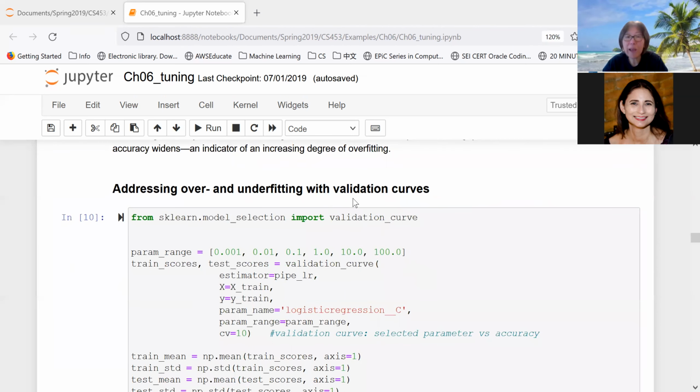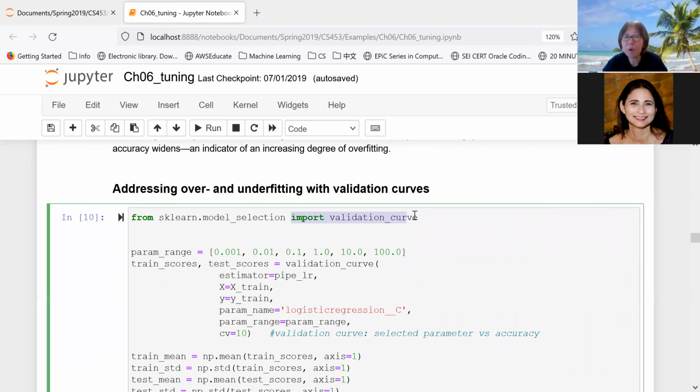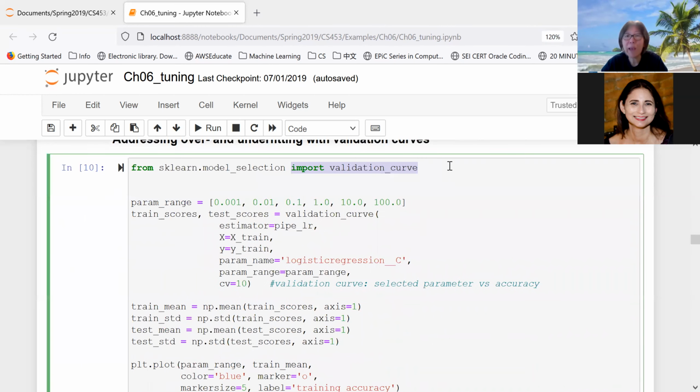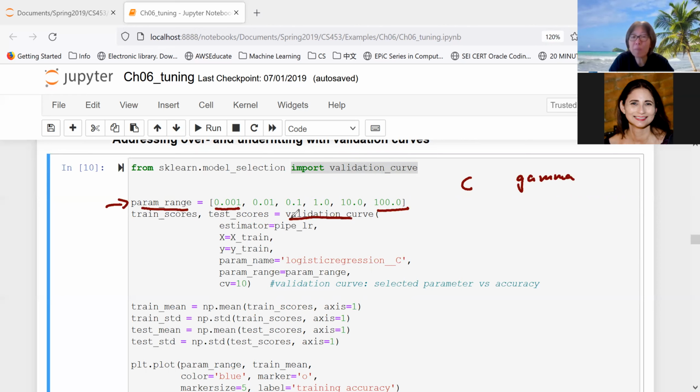Okay, and then the next one is to see the validation curve. Same thing, you need to import validation curve. And the validation is regarding some parameter, like the C parameter or the gamma parameter. In this case, we can specify the parameter range. Over here, it's from 0.001 to 100. And then we can plug it in with this validation curve.